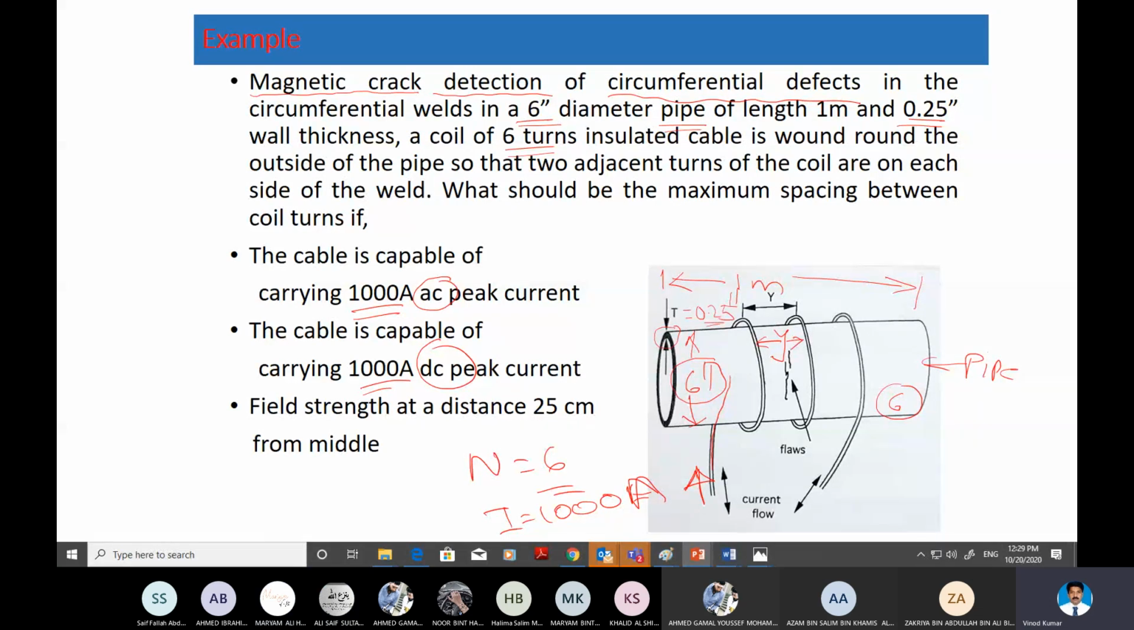Just listen carefully. We need to test a pipe. The pipe has a diameter of 6 inch. The thickness of the pipe is 0.25 inch. I need to test it by coil. So when we put a coil over the surface, what will happen when we pass current through the coil?